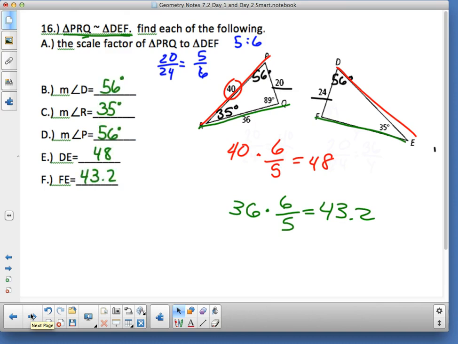Using scale factor. Now remember, scale factor is real slick to be able to use if I'm just working with numbers. If I'm working with variables, I should probably be setting up that proportion and being more careful about how I'm going to get there. Because after I get my scale factor, it's really easy for me to check to see if I'm right. I should be able to take my 43.2, my 36, divide them, and come up with 6/5. Okay, because it should be the same scale factor.